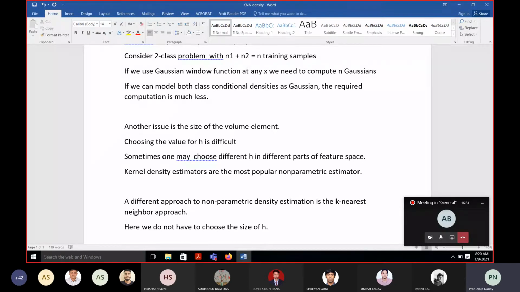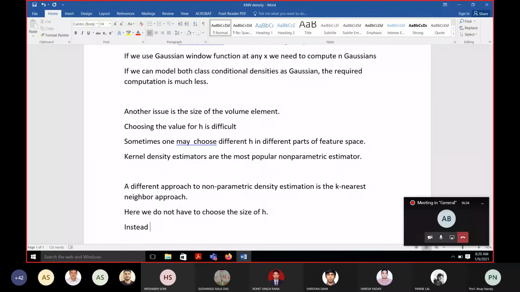Instead, we choose K and you find the volume V to enclose the K nearest neighbors of X. So instead we choose K and you have to find V to enclose this K nearest neighbor of X.